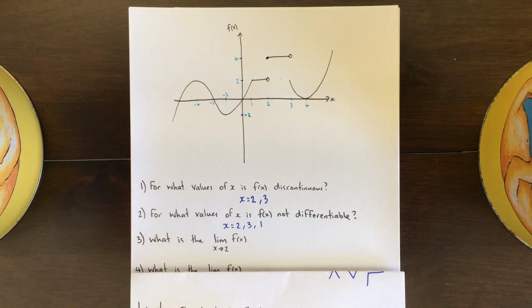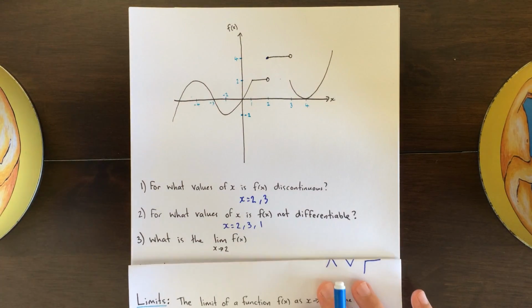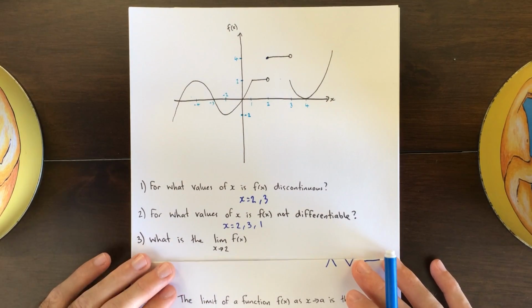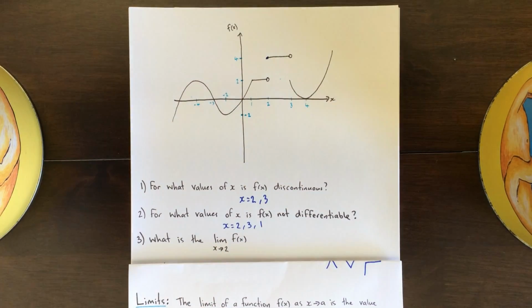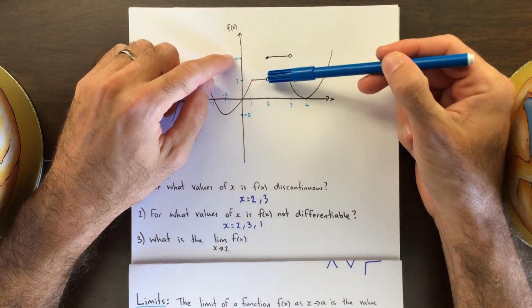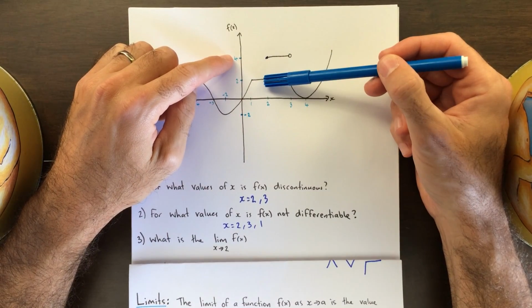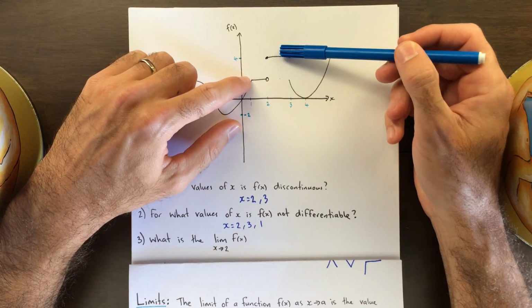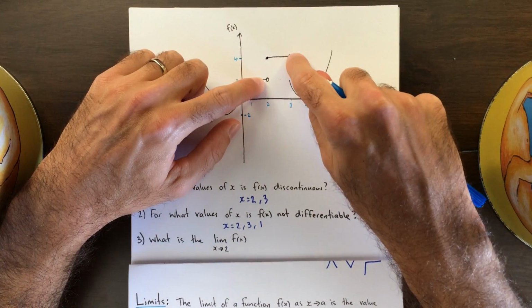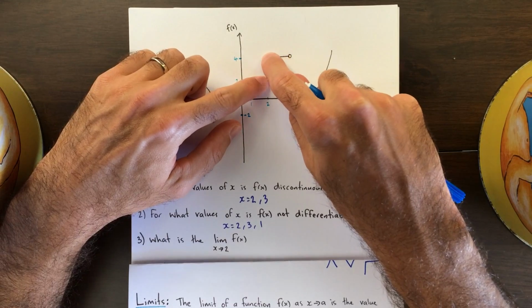Let's look at this one here. So we'll go a little bit quicker this time. What is the limit as x goes towards 2? So here's our 2 point right here. It jumps obviously there, and what we're going to see is that from the left and from the right they are going towards different places.